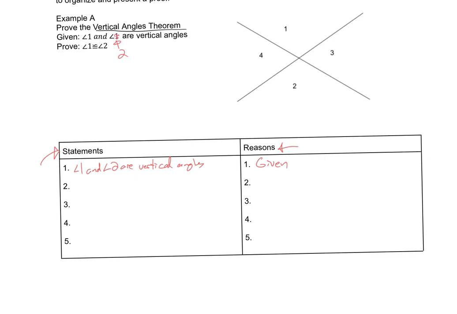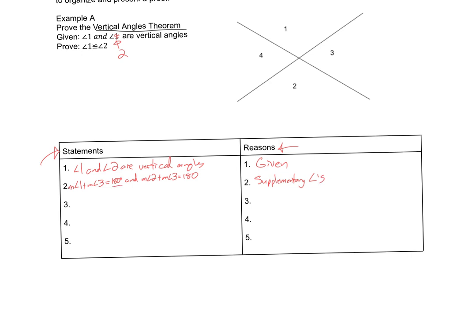So, number 2, our second statement, I'm going to say the measure of angle 1 plus the measure of angle 3 equals 180 degrees, and the measure of angle 2 plus the measure of angle 3 equals 180 degrees. These are two very similar statements, so I'm going to include them on the same line, and they have the same reason. How do we know those are true? They are supplementary angles.